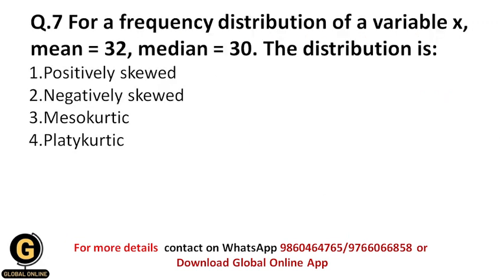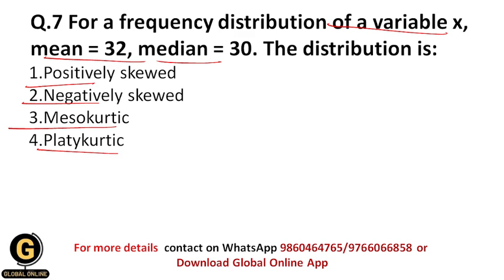Now for a frequency distribution of a variable x, the mean is equal to 32 and the median is 30. They have given you the values of mean, which is 32, and median, which is 30. Now what kind of distribution would it be? Whether it would be a positively skewed distribution, a negatively skewed distribution, mesokurtic or platykurtic.